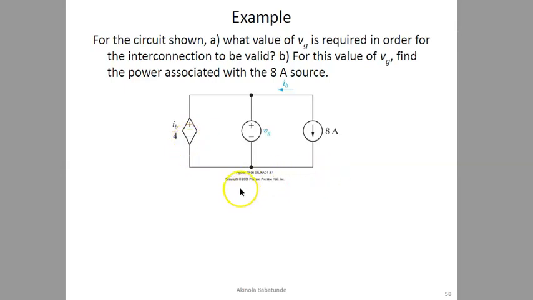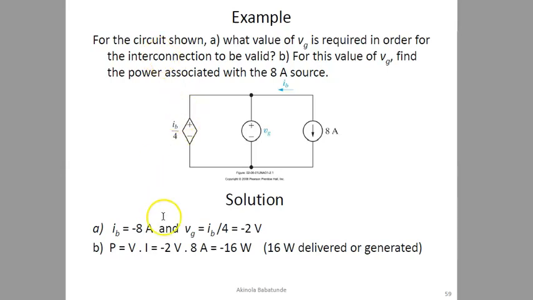Okay. Again, the next question says for this value of VG, find the power associated with the 8 ampere source. What is the power associated with the 8 ampere source? So from what you can see here, we found our IB to be equal to -8. We found our VG to be equal to -2 volt.